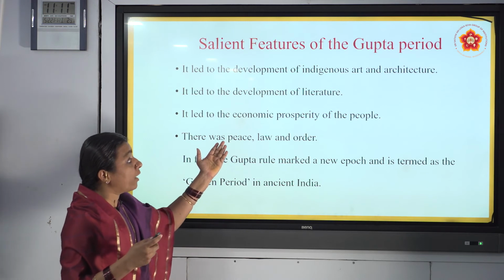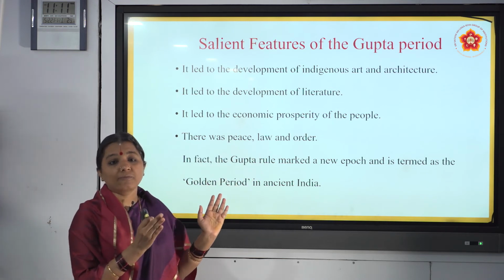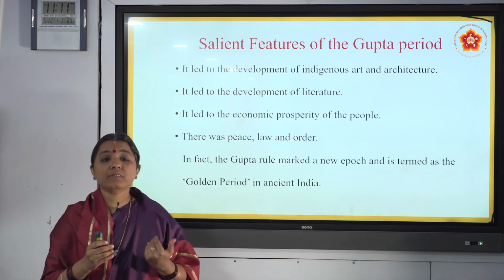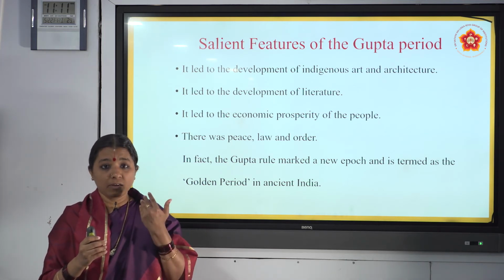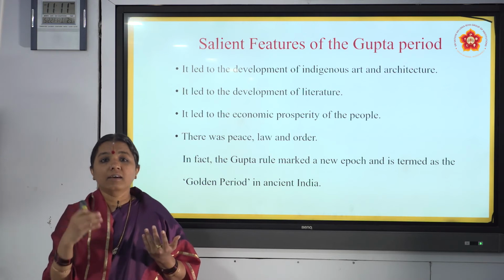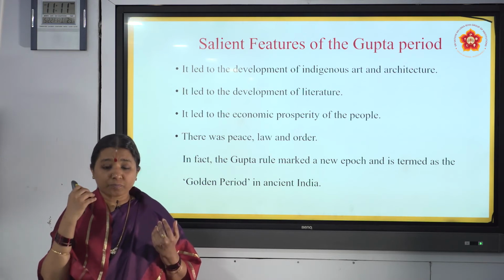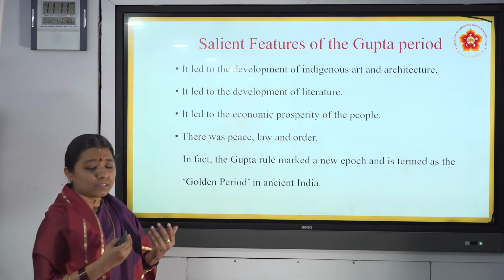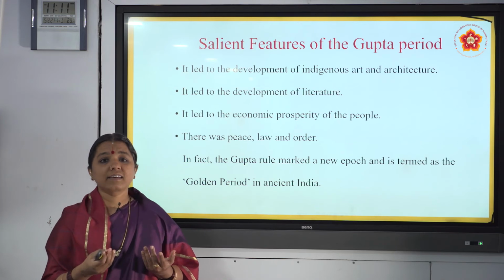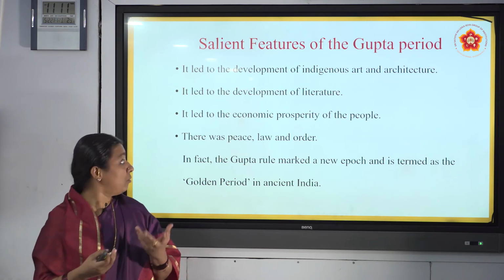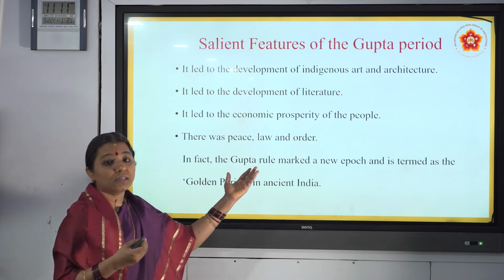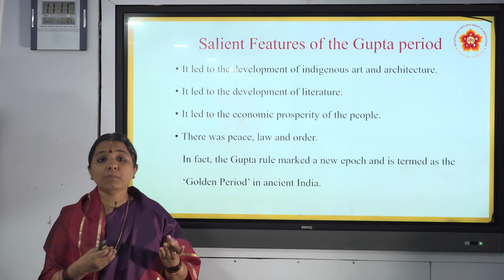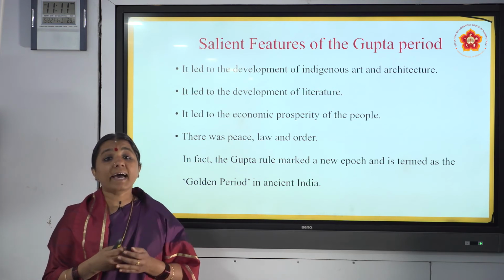And also we talked about economic prosperity. At that time we quoted Fahien's statement. What is that? People were very prosperous, they were happy, they were humorous, and they competed with each other in practicing charity. So it tells us their greatness. They were economically sound, and there was peace, law and order. They followed the four principles: dharma, artha, kama, moksha, and they led an ideal life.